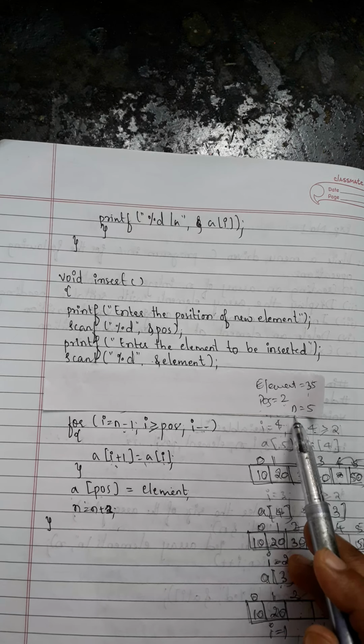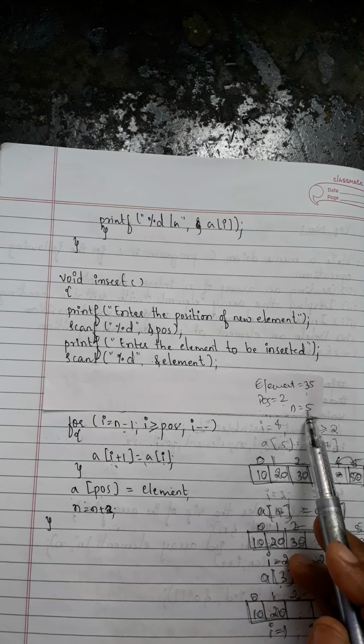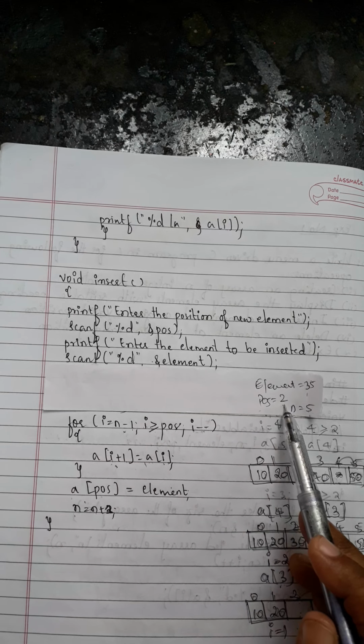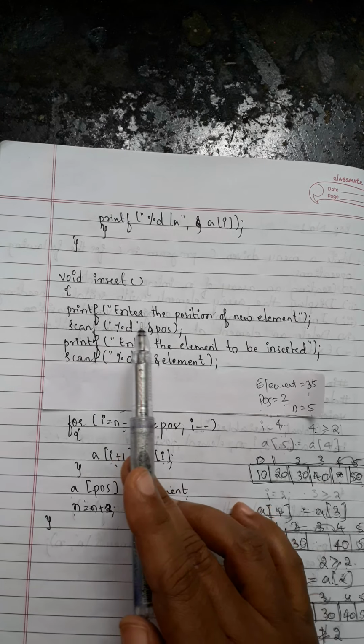Okay. So the existing array size is 5. Into these 5 elements you have to insert this new element 35 at position 2. For that reason, first you have to read the position. So we have a printf, enter the position of the new element, scanf %d &pos. POS is a variable which holds the position of the new element to be inserted.